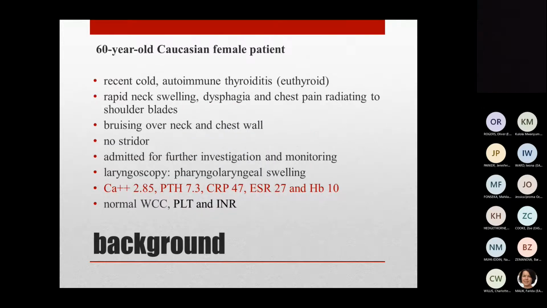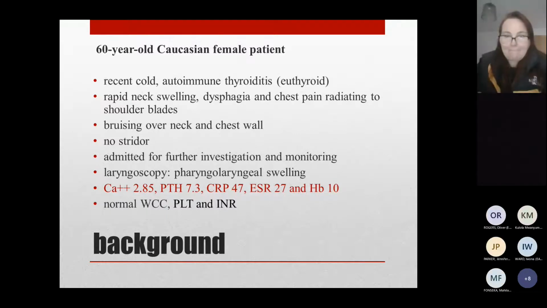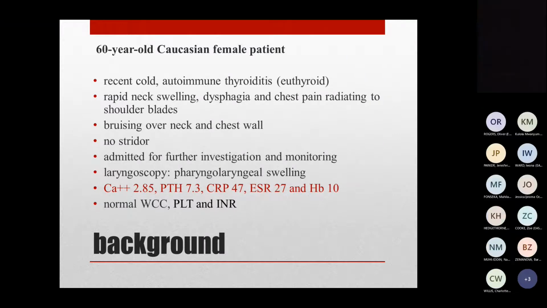This is a 60-year-old Caucasian female patient who presented after a recent cold with a background history of autoimmune thyroiditis, but euthyroid. She presented to emergency with rapid neck swelling, dysphagia, and chest pain, which radiated to both shoulder blades. On examination, there was bruising over the neck and chest wall, but no stridor. She was admitted for further investigation and monitoring.